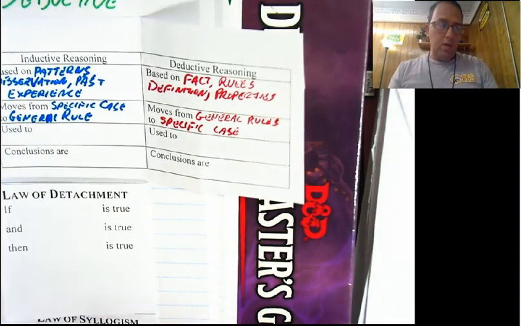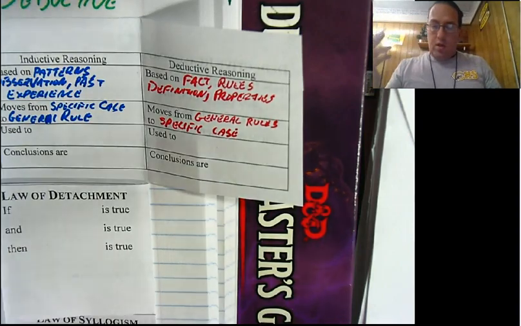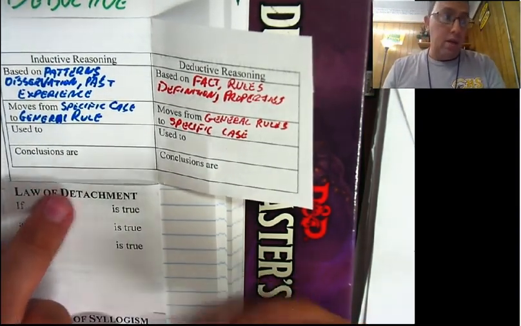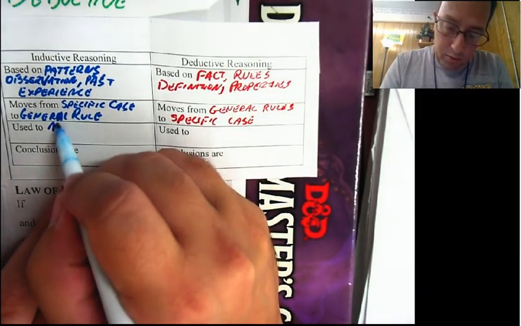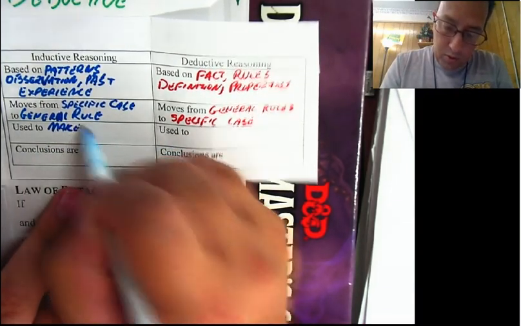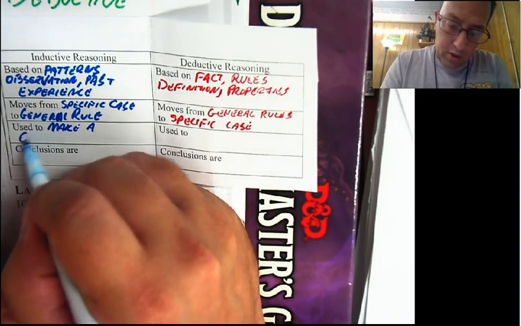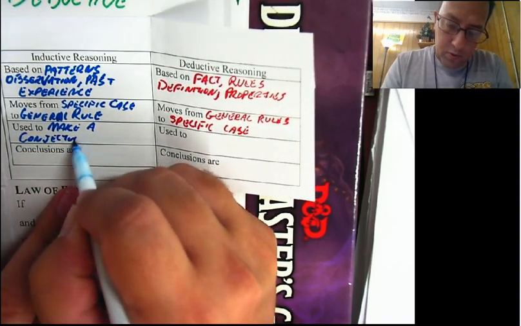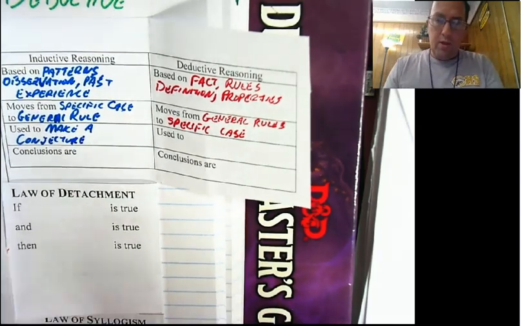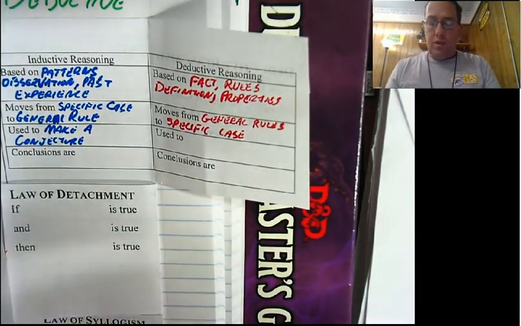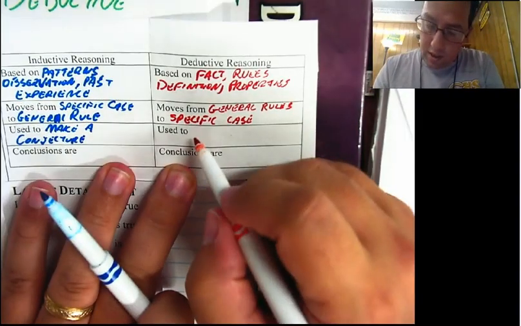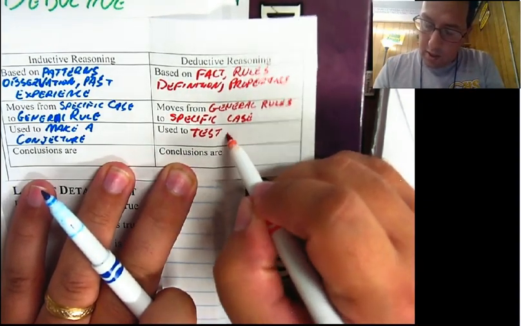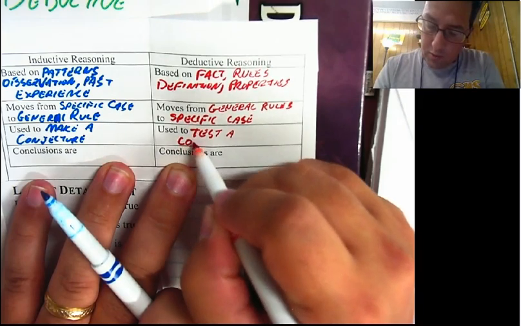All right. Okay. Inductive reasoning I use to make a conjecture. Deductive reasoning is used to test the conjecture.